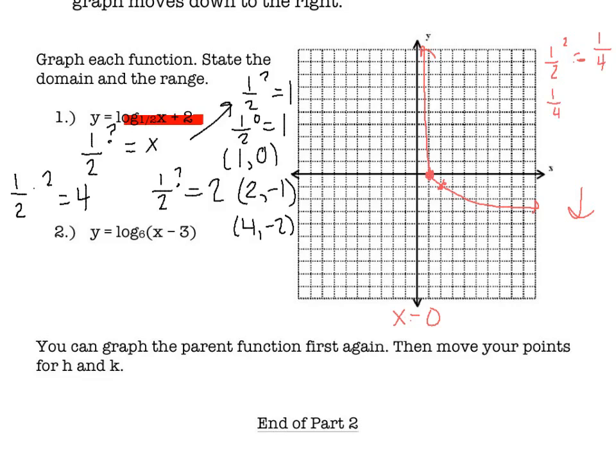Or similarly, I could say 1/2 to the third power is equal to 1/8. So if I put in 1/8, I get out 3. So here you can see this pattern that's starting to form, and that's my x values are getting smaller and smaller and smaller. My y values are just going to keep going up because that is my vertical asymptote.